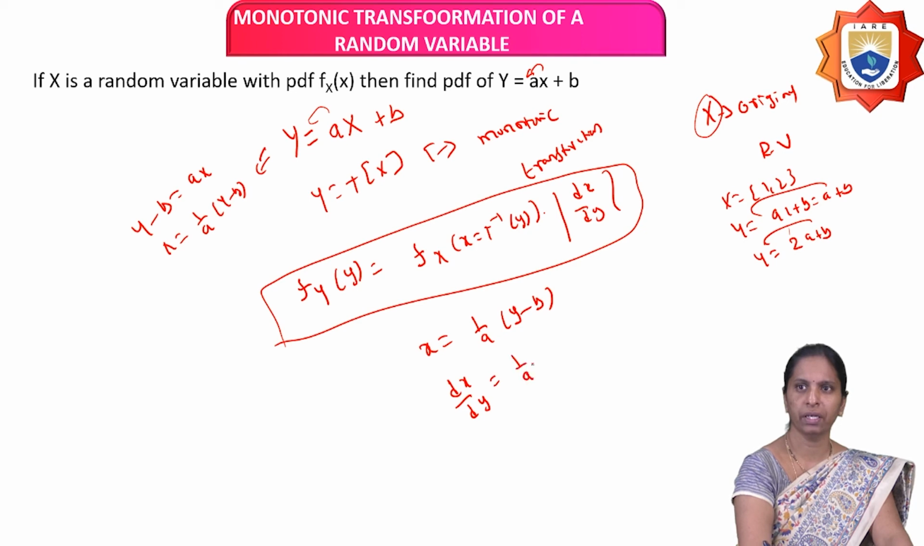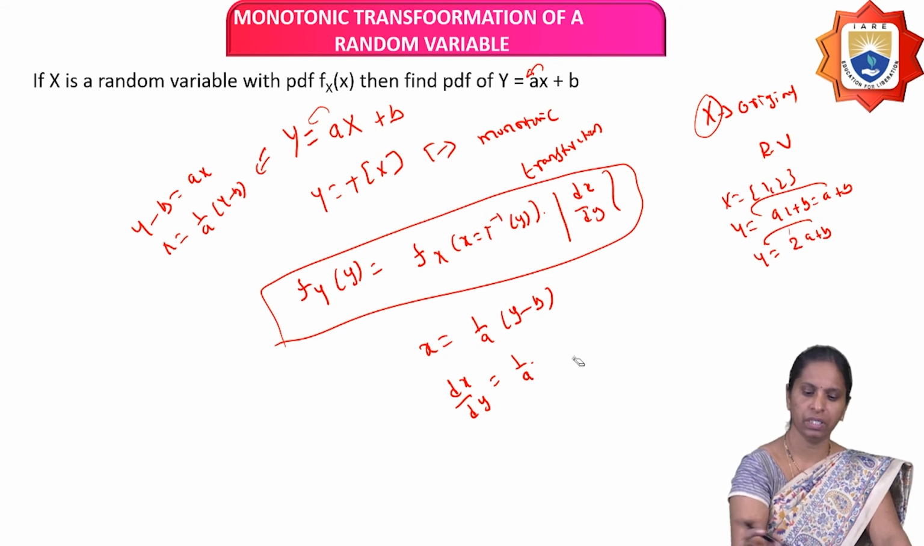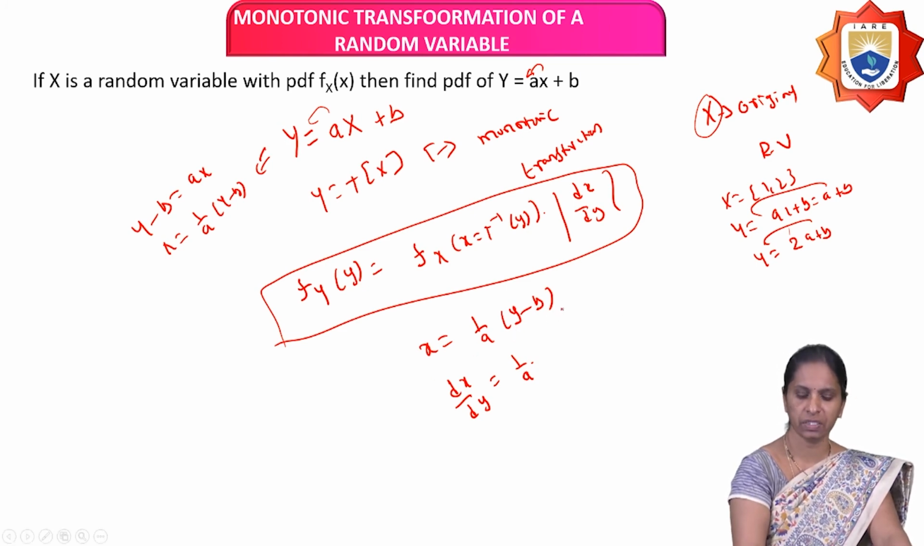So 1 by a into y. Differentiation of a constant is 0. That's why 1 by a. So the differentiation of x with respect to y is 1 by a. And what is x equal to? 1 by a into y minus b. Therefore, write down the density function here.